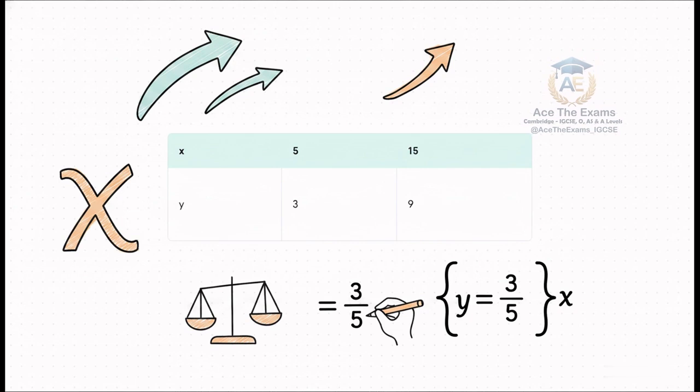Step 3, substitute our knowns. Let's just pick the first pair where x is 5 and y is 3. So 3 equals k times 5. Step 4, solve for k, which gives us k equals 3/5. And finally, step 5, rewrite the formula. So our final perfect answer is y equals 3/5 x. See, it really is that simple.